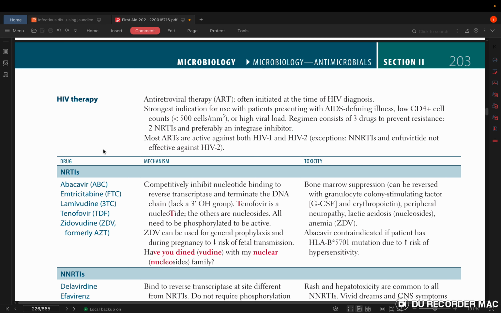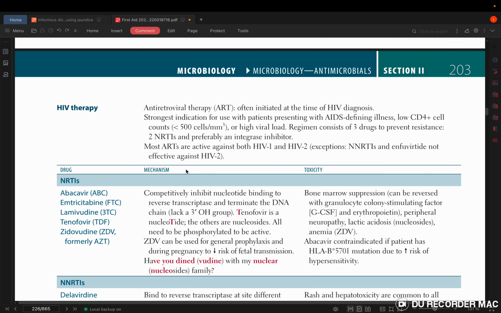Two of them must be NRTIs, which are nucleoside reverse transcriptase inhibitors, and at least 1 integrase inhibitor, preferably, but you can use a protease inhibitor instead. So, as you can see, it's drugs working through different mechanisms of action, which leads to a synergistic effect.